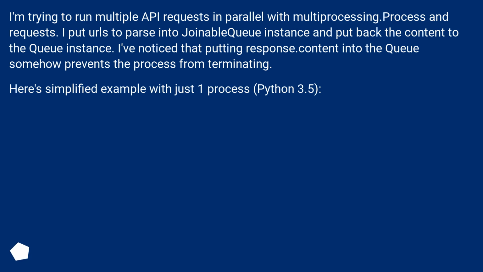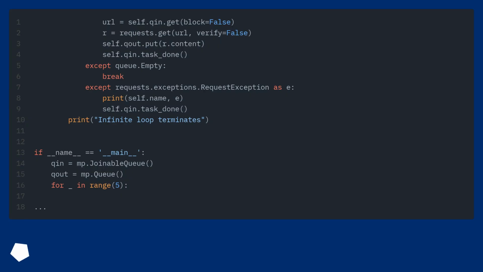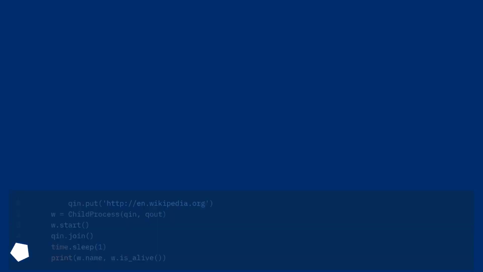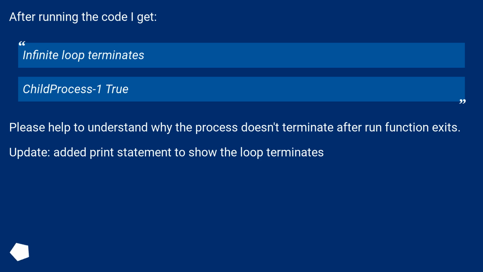Here's a simplified example with just one process, Python 3.5. After running the code, I get an infinite loop, terminates child process 1, True. Please help me understand why the process doesn't terminate after the run function exits. Update: added a print statement to show the loop terminates.